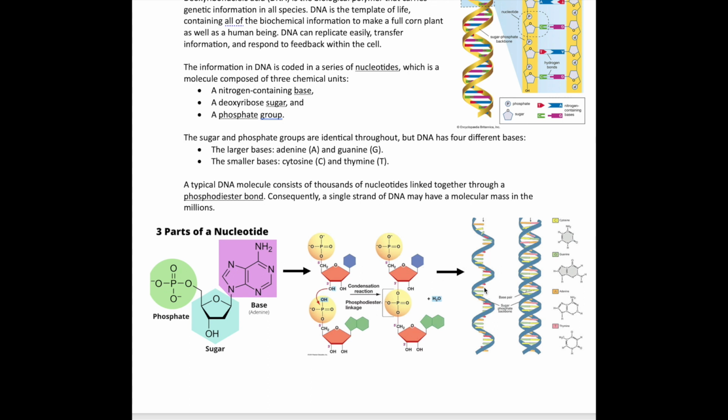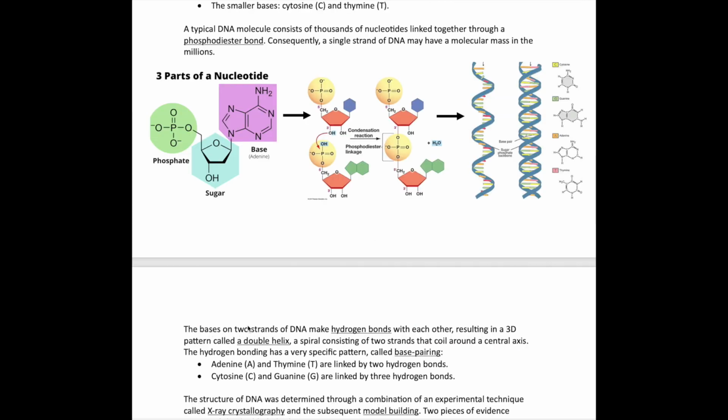Repeating this again and again and again forms this single helical structure, which is called a single strand of DNA, where this ribbon that's colored in blue is what we call the sugar phosphate backbone of the DNA. And then these little horizontal bars represent the different bases that stick out from that sugar phosphate backbone. Now it turns out that the bases can make hydrogen bonds with each other. Because of that hydrogen bonding, that results in a three-dimensional pattern that we call a double helix.